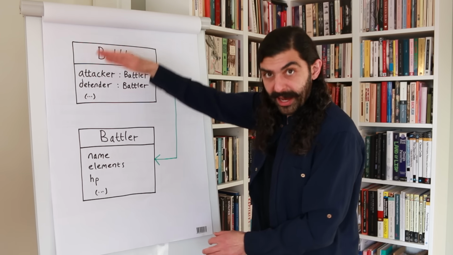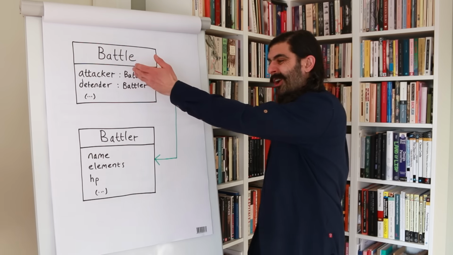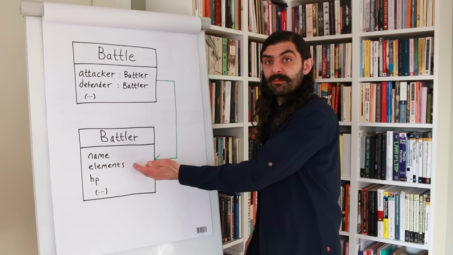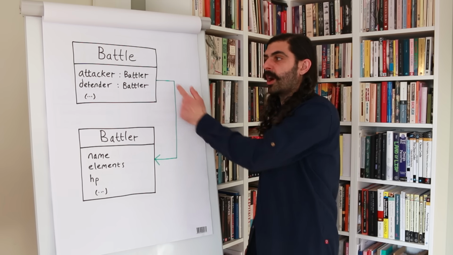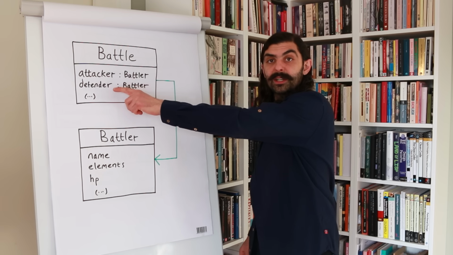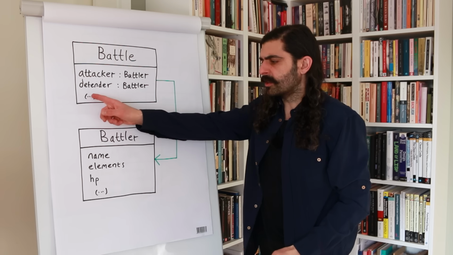But we have a battle, or we have a turn, and that turn or that battle consists of a number of battlers. Has a, right? And it's not a, it's actually two, because it's an attacker and it's a defender. Then of course, here and here.